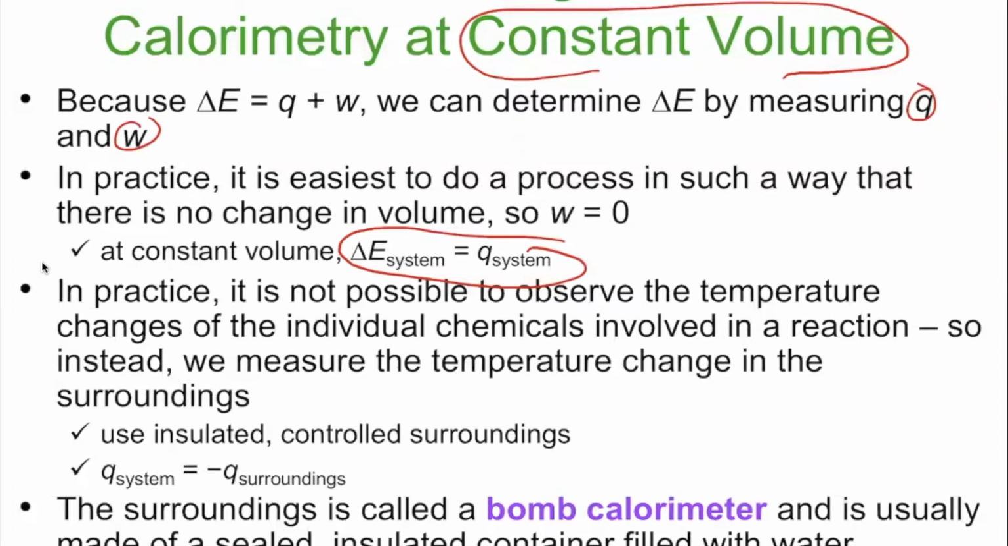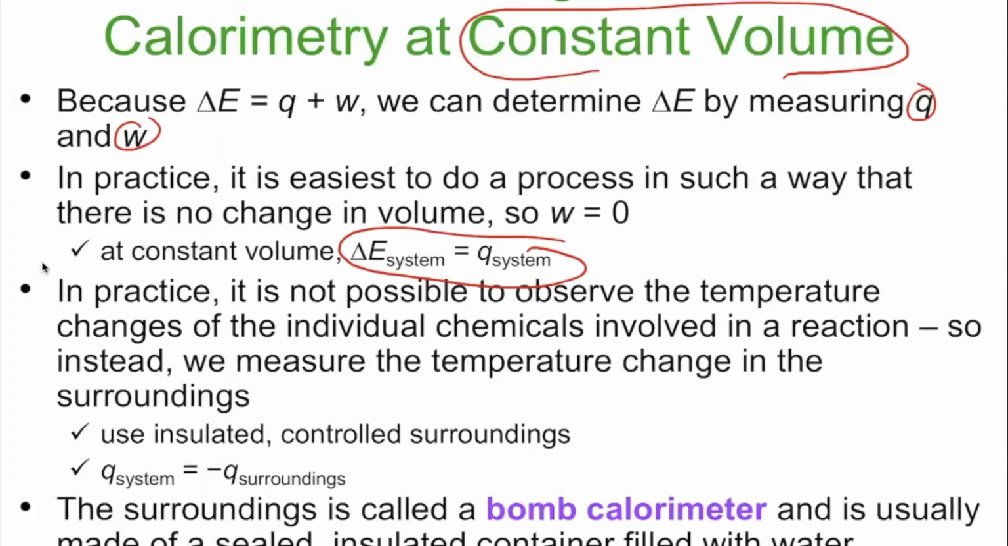In practice, it is not possible to actually see the temperature changes on an individual reaction. Instead, we look at the surroundings, because since it's a closed system, if you open it, you're going to be escaping heat. So what we do is we measure the surroundings instead. The surroundings, we can control. So we say Q system equals negative Q surrounding.